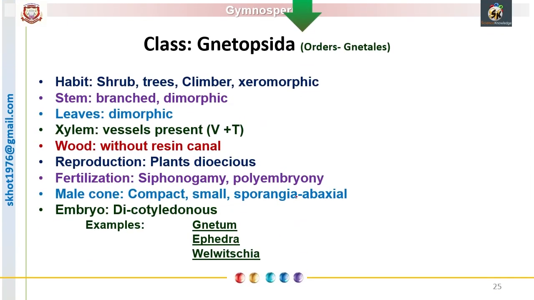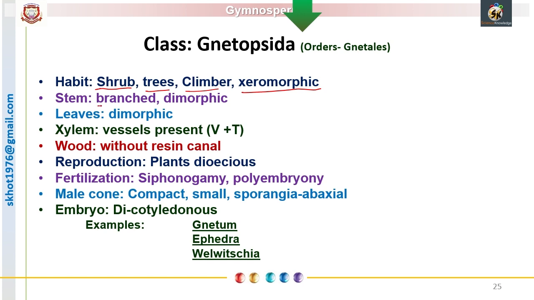The general characteristics of Gnetopsida are as below. The plant shows diverse forms like shrubs, trees, climbers. All these plants are xeromorphic in their nature. So they will have different strategies, either morphological or anatomical structures, which will help them to conserve the water.